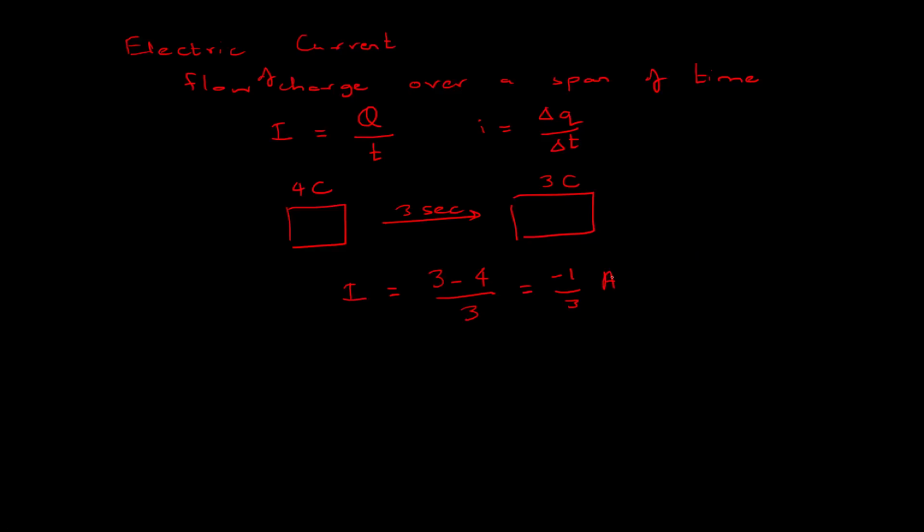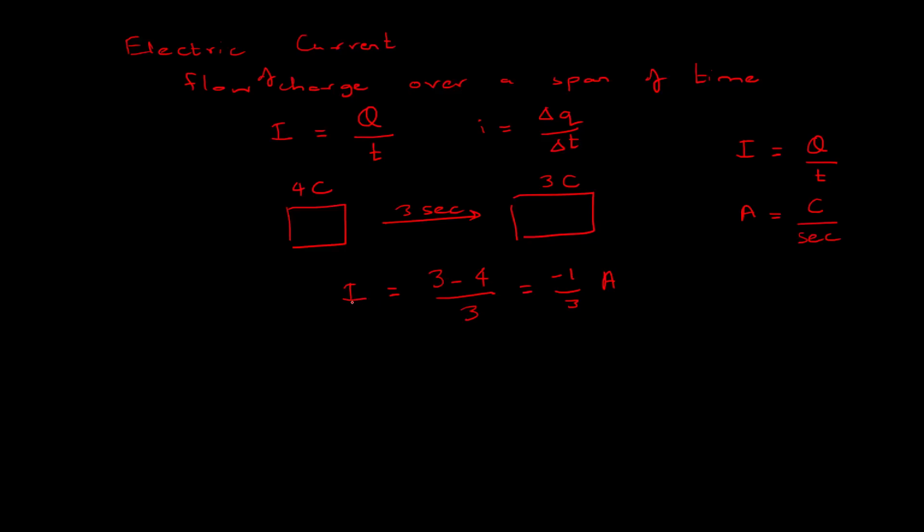So let's talk about amperes for a moment. Current is Q over T, right? The unit for charge is coulombs and the unit for time is seconds. So amperes is coulombs over seconds. Coulombs per second is ampere.